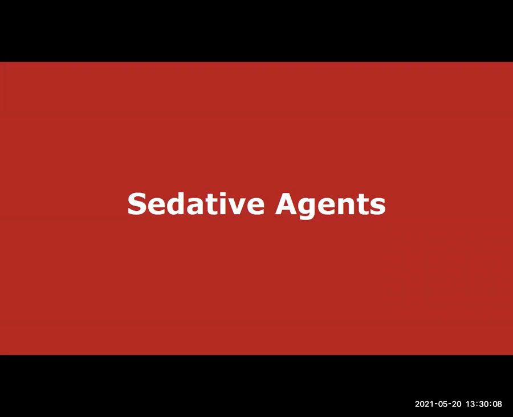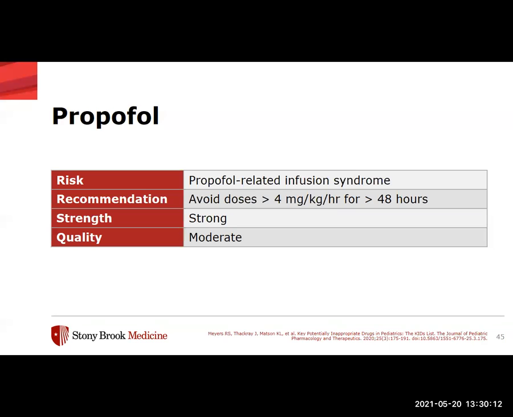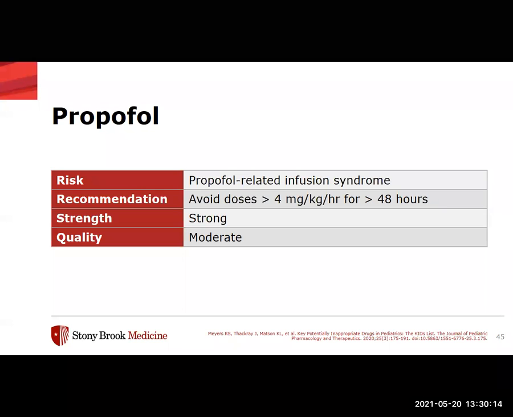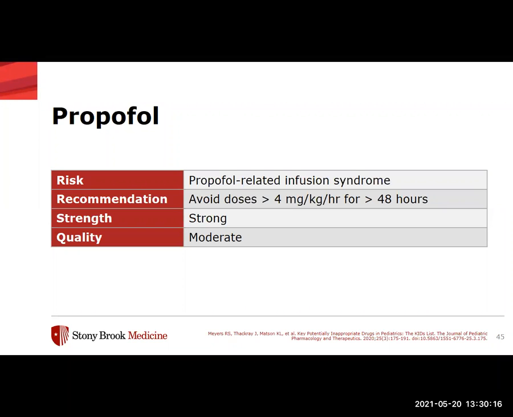Our next class we will look at is the sedative agents. And again, I only have one for this class, but propofol is a medication that is indicated for use in general anesthesia. On the kids list, it is recommended to avoid doses greater than 4 milligrams per kilogram per hour for greater than 48 hours due to the risk of propofol-related infusion syndrome, or PRIS.